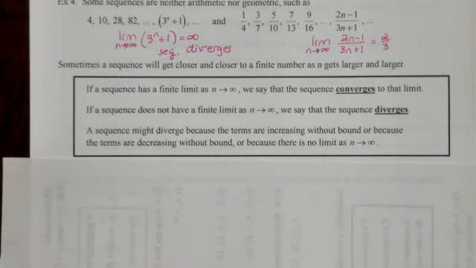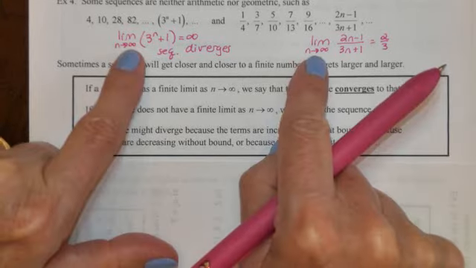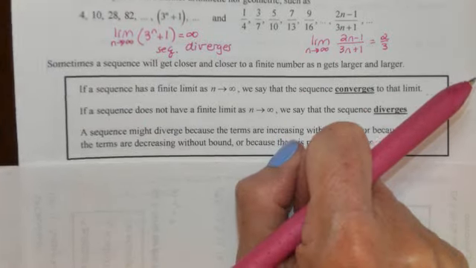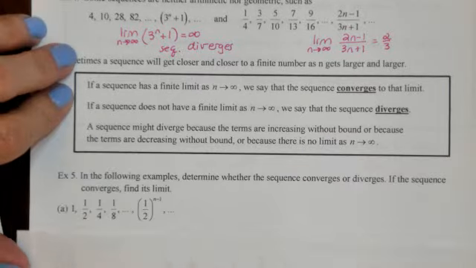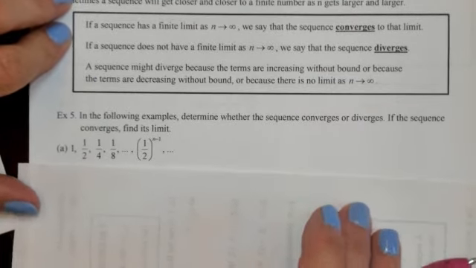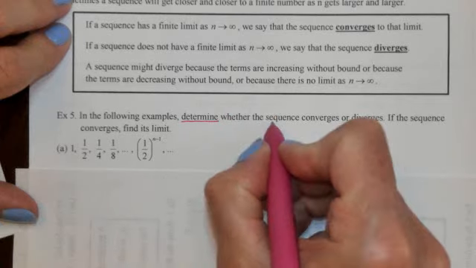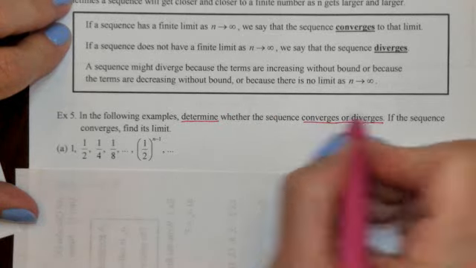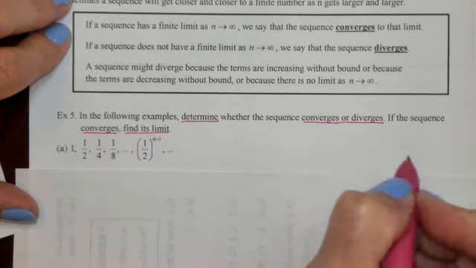So, if you want to determine if a sequence converges or diverges, what should you do? Well, you should take the limit of the a sub n term as n goes to infinity, right? So let's take a look at some examples. In these examples, we're trying to determine whether the sequence converges or diverges. If the sequence converges, we're going to state what it converges to.